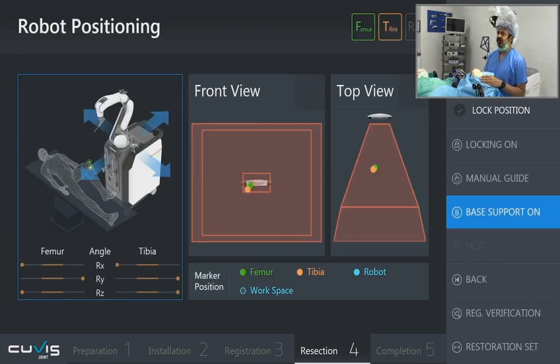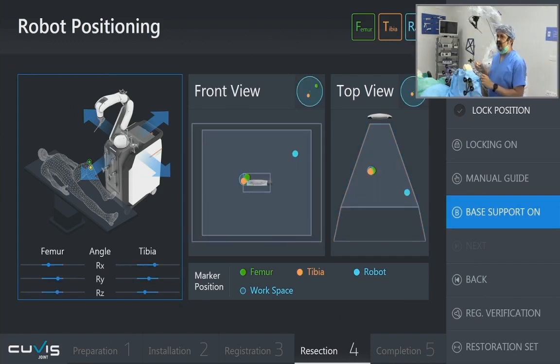So as you can see, the robot positioning is something which needs to be done at this stage. So we've done the robot positioning, and we've got those two circles which you see on the screen, front view and the top view, which are blue in color, which actually tells us that everything is visible, nice and clear.